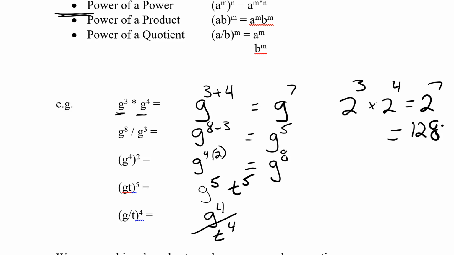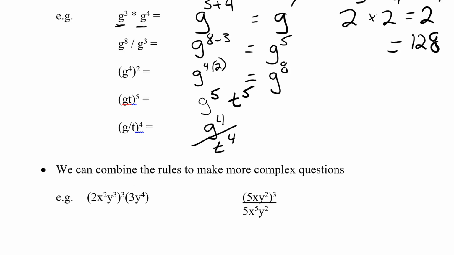So you definitely want to work out all the numbers that you can in order to get your simplest terms. Letters I can't do anything with, but numbers I definitely can. So these by themselves are fairly basic, fairly straightforward. The fun starts when we start combining these together. So let's look at a few here.